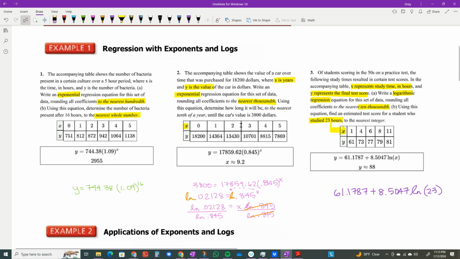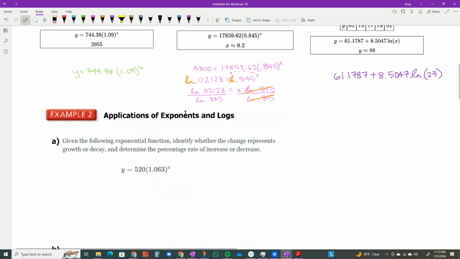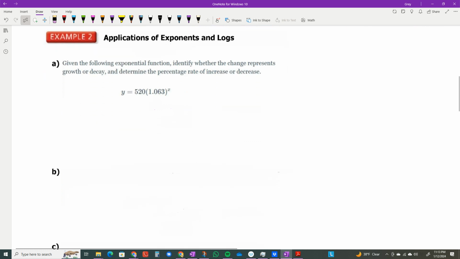Okay? So quick review on exponents and logs. Now let's look at our applications of exponents and logs. So what we have, these are dealing with mainly the expression for exponential growth and decay. Y equals A times the quantity of 1 plus R to the T. Now, remember, it's either plus or minus, depending if we have growth or decay.